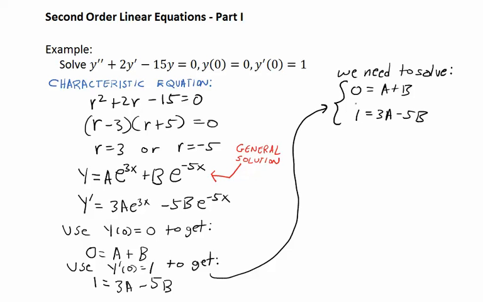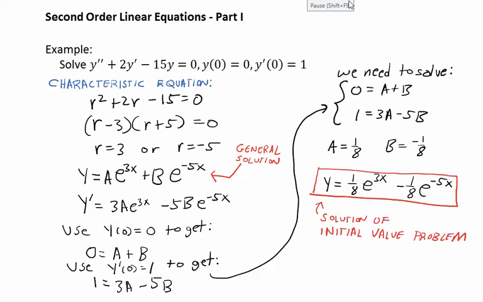Solve this system of algebraic equations using whichever algebra technique you feel most comfortable with. You should find that a is equal to 1/8 and b is equal to negative 1/8. If we use those values for the parameters a and b, we can write down y equals 1/8 e to the 3x minus 1/8 e to the negative 5x. And this is the solution of the initial value problem.